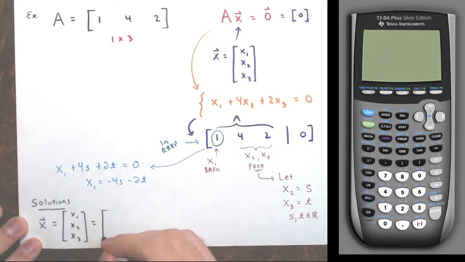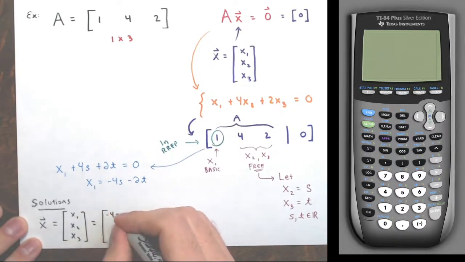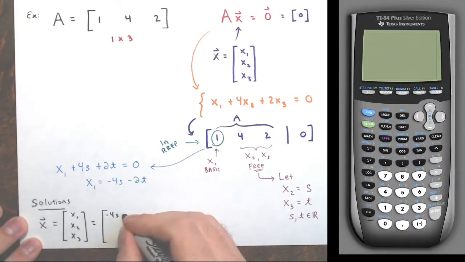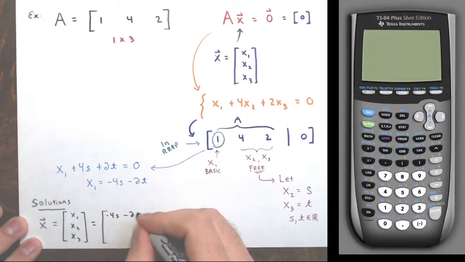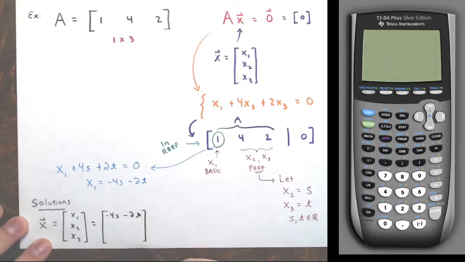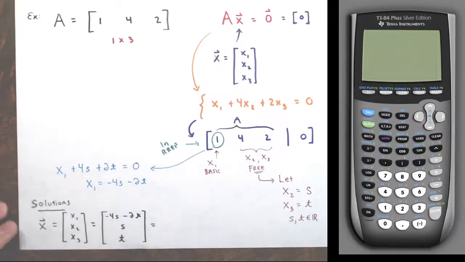Each one of them takes these forms. x1 is, again, -4 times whatever I choose for s, -2 times whatever I choose for t. x2 is s, x3 is t. Alright, and then now this time there are two free variables, s and t.